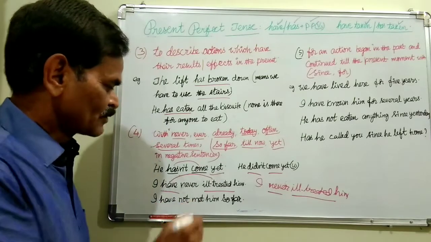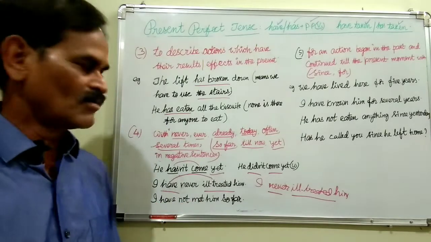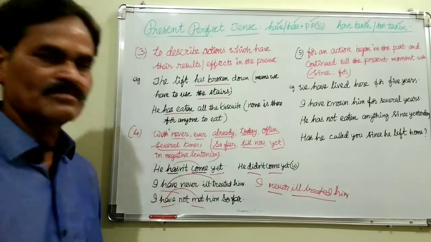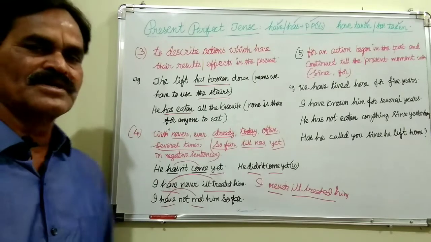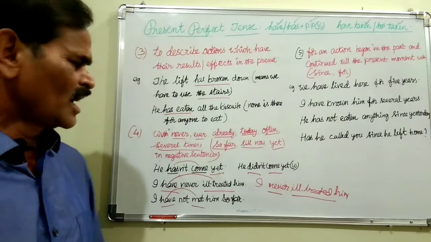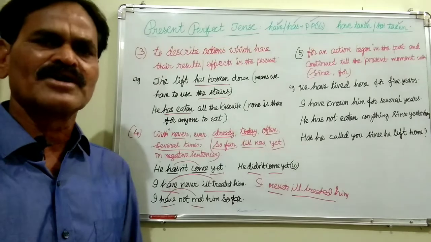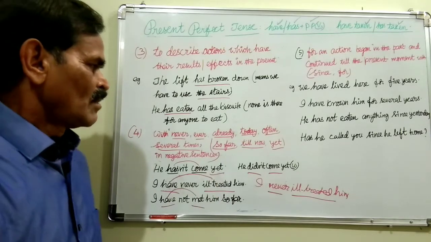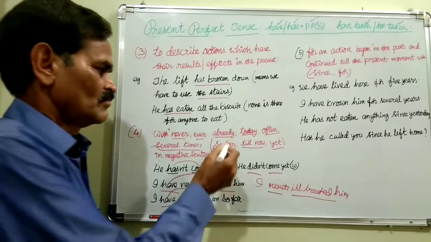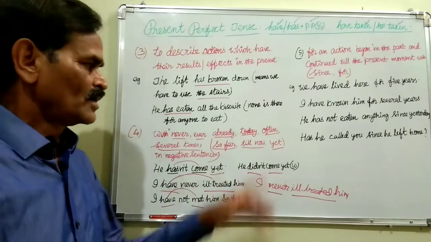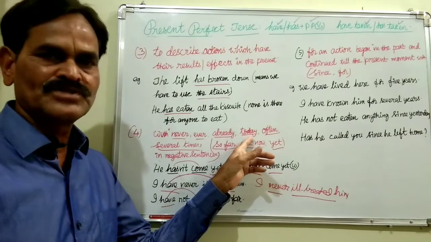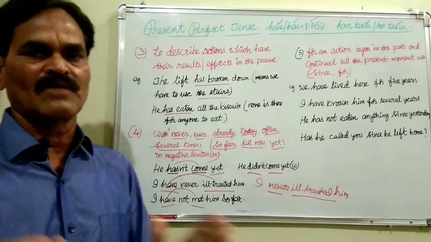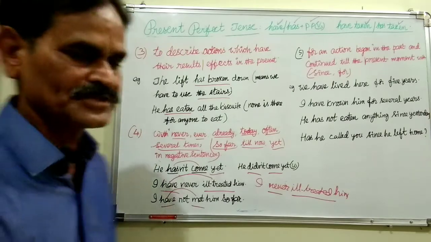And I have not met him so far. Till now or so far we can use have plus V3, have not met him. I have seen him several times. I have told him several times. I have advised him several times. He has already gone. I have not finished today's work. So in that way, with all these words, we have to use have plus V3 or has plus V3.